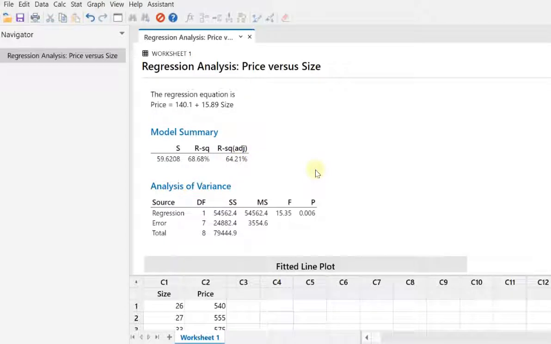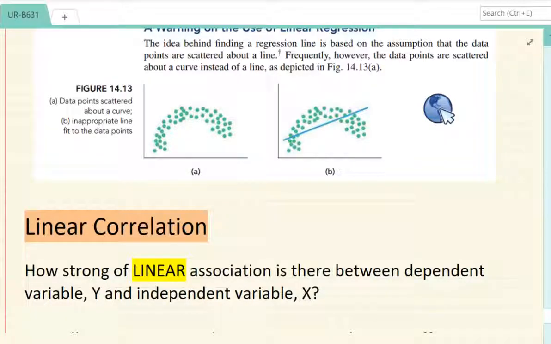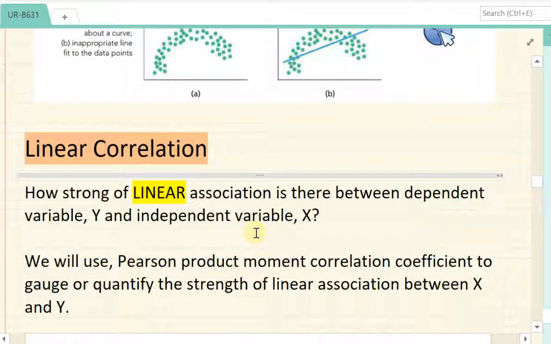Now I'm going to go back to my notes and actually tell you more about correlation. Okay, so now let's actually take on the topic of linear correlation. So the question that arises is this: how strong of a linear association is there between X and Y? Notice I've highlighted linear. Keep that in mind. Everything we're doing in this video has to do with the line of fit. So everything is linear.